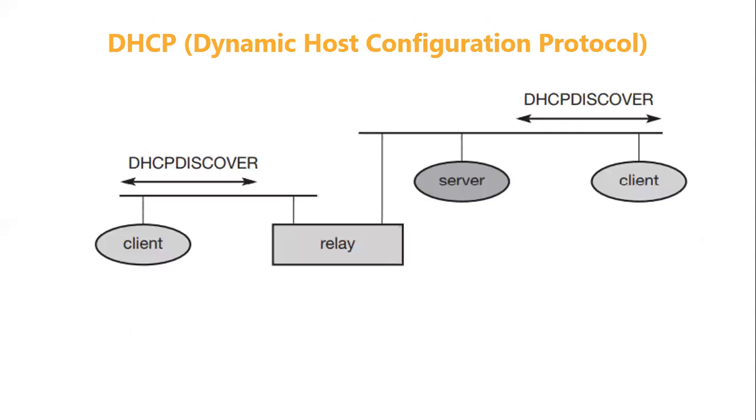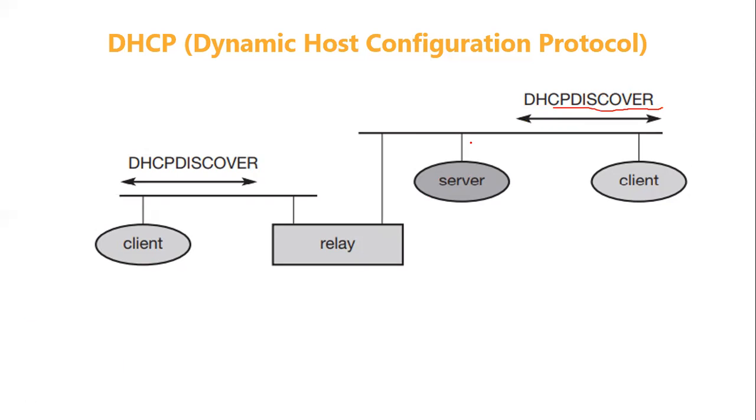Let us see this diagram, which shows how DHCP works. DHCP is based on a client server model. Whenever a new client is joining some network, the DHCP client will send a request to the server. This request is nothing but a DHCP discover message, to which the server responds.